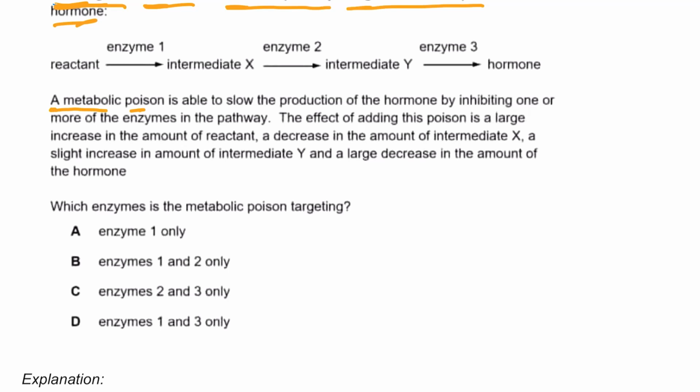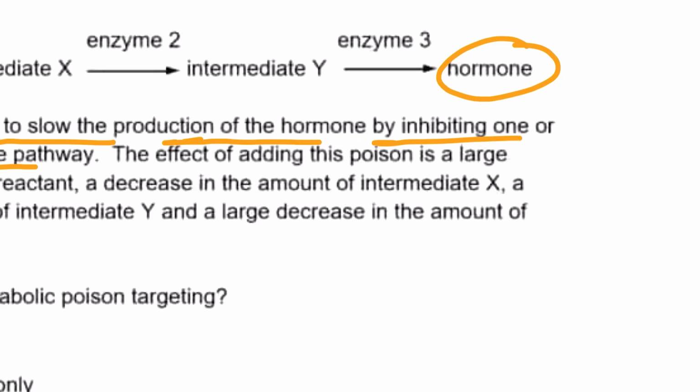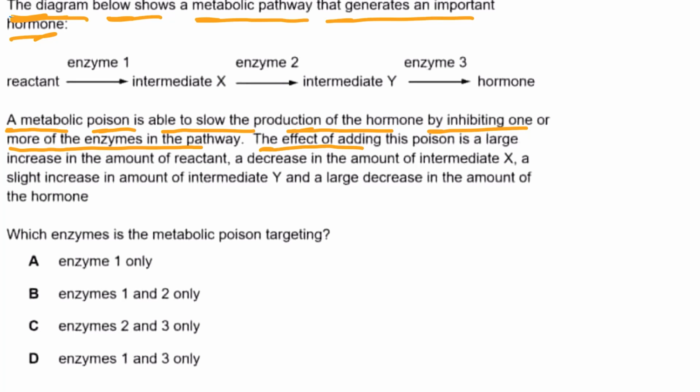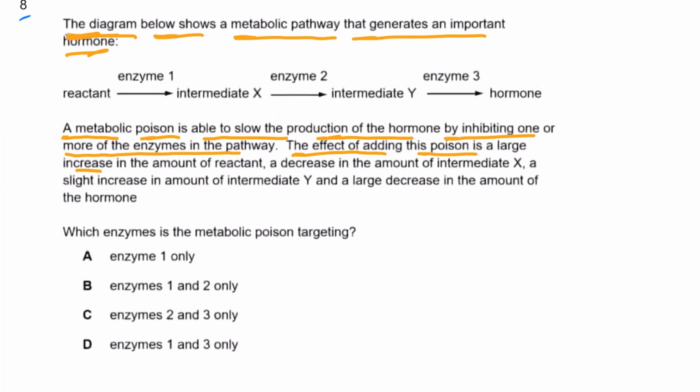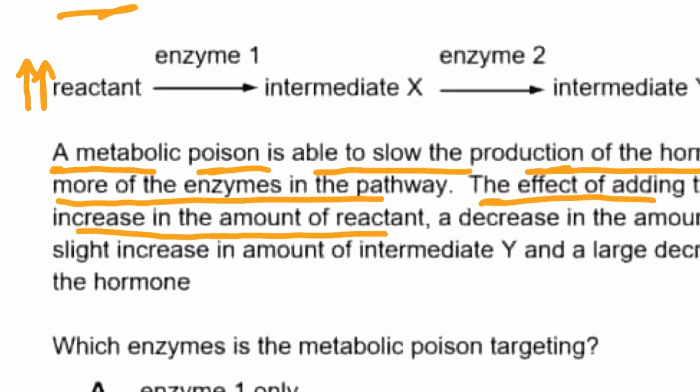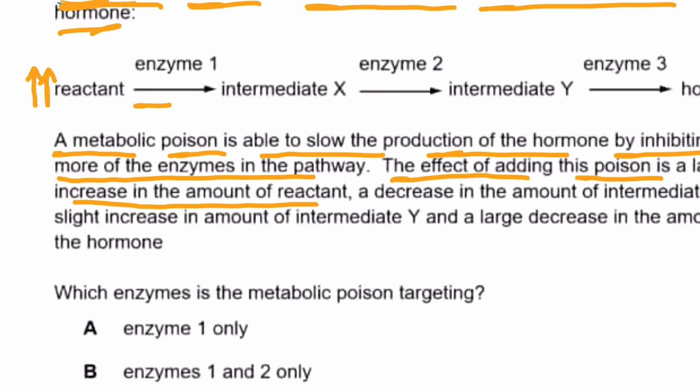A metabolic poison is able to slow the production of the hormone by inhibiting one or more enzymes in the pathway. So they are saying that there is a metabolic poison that can slow down the production of this hormone by inhibiting one or more enzymes in this pathway. The effect of adding this poison is a large increase in the amount of the reactant. So guys, if there's a large increase in the amount of reactant, this means that this reaction has slowed down, right? If reactant is building up, this means that the rate of this reaction has decreased. It means the poison is blocking the enzyme 1.